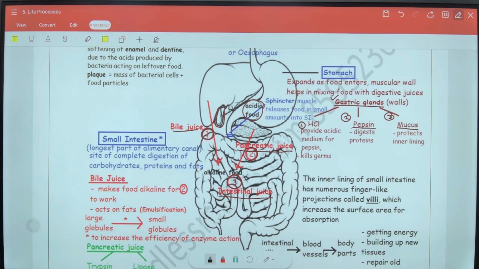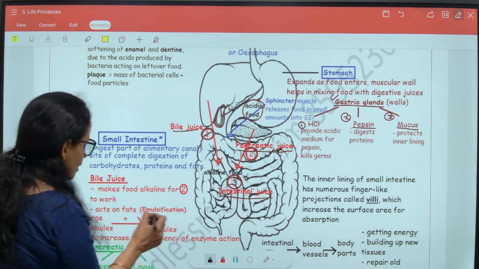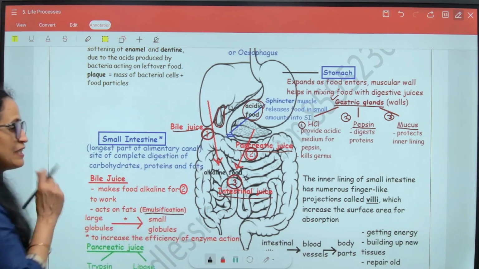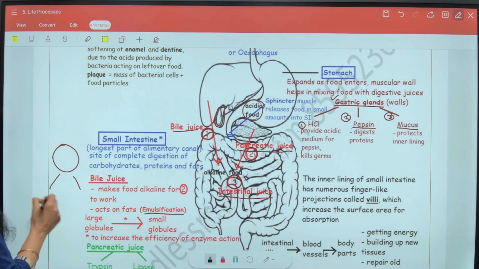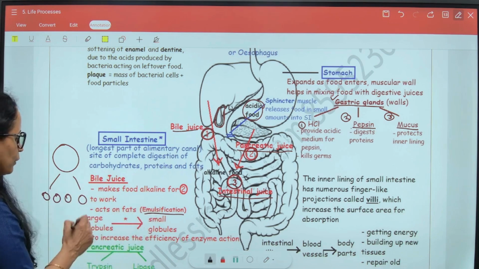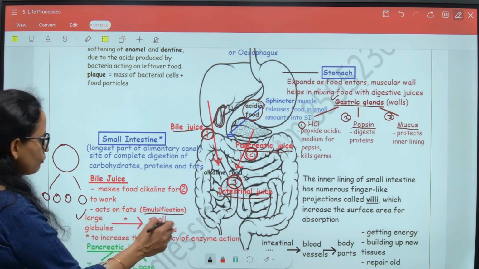Now the first very important function of bile juice is emulsification of fats. What does this mean? This means it breaks down bigger fat globules to smaller ones. Why is this needed? So that the surface area for digestion of these fat molecules increases and they can be effectively broken down further by further enzymes. So this process is called emulsification of fat, where larger globules are broken down to smaller globules.